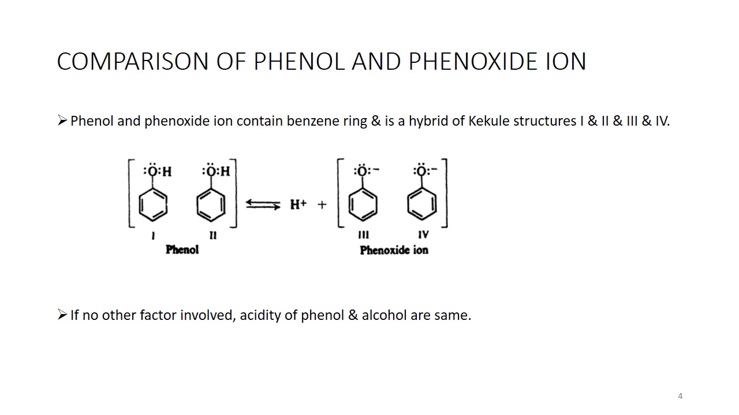When the phenol donates a proton due to its acidic property to any other base, phenol is converted to phenoxide ion. Phenoxide ion also has a benzene ring, so it can also be represented as a hybrid of two different structures, structure 3 and 4. If no other factor is involved, we cannot say that the phenoxide ion is more stable than phenol, because by considering only Kekulé structures, resonance stabilizes phenol and phenoxide ion to the same extent. So we cannot say that phenol is more acidic than alcohol.